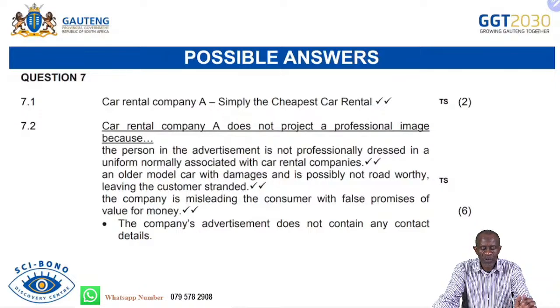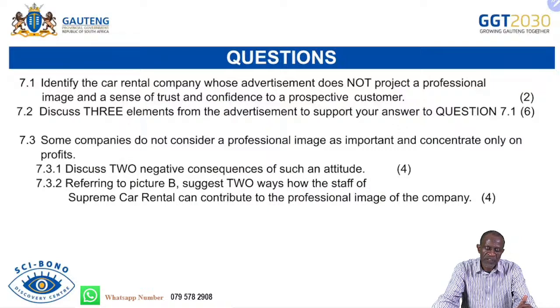So these aspects we have clearly explained: what is needed for the image of the company, and what is needed for the image of the staff. Things like dress code are indicated here. The appearances, you can see, have been alluded to. So as we move to 7.3, the questions are 7.3.1 and 7.3.2. Discuss 2 negative consequences of such an attitude.